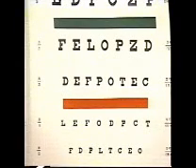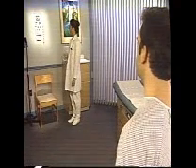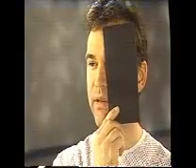Note this line's numerator, which is always 20, the patient's distance from the chart, and its denominator, which is the distance at which the patient can read it. Normal vision is 20/20. Record the patient's vision for each eye and note whether he is wearing corrective lenses.